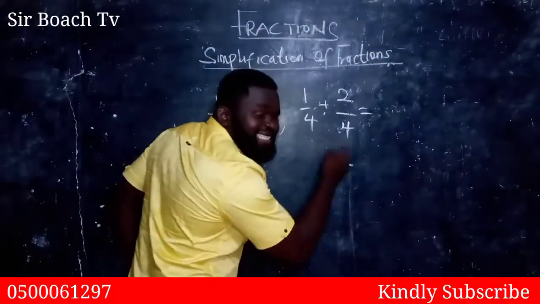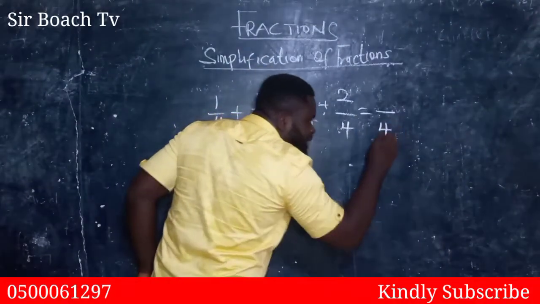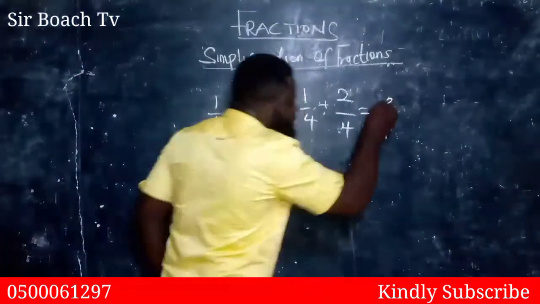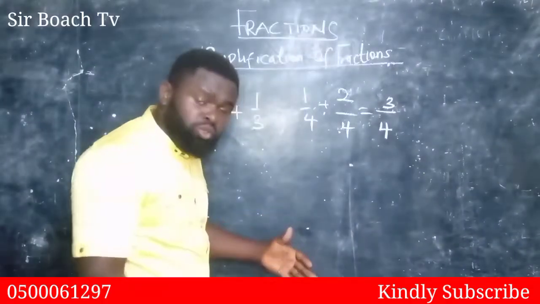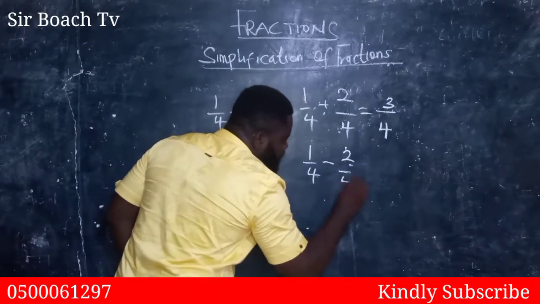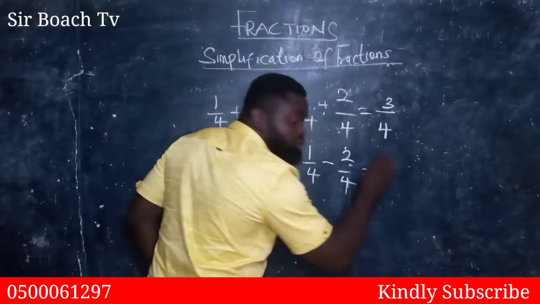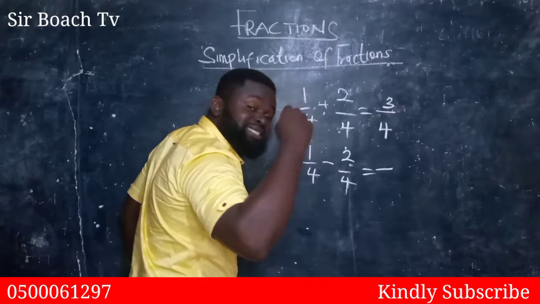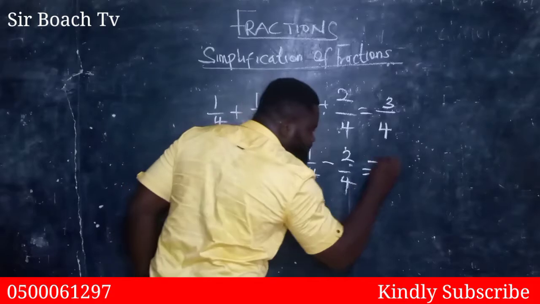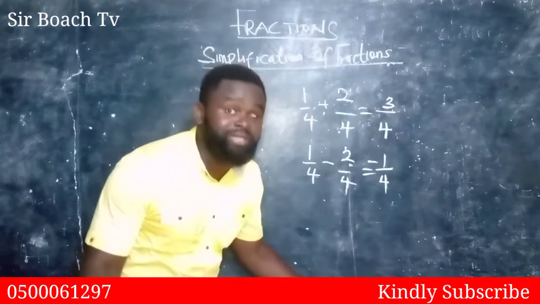Now, if the denominators are the same, it is telling you that the answer will have a denominator of 4. Then you add the top, because it's addition, then you get 3. So you get 3 over 4. The same applies to subtraction. If I have 1 over 4 minus 2 over 4, with the same thing, because the denominators are the same, our answer automatically will have a denominator of what? Of 4. Then we subtract the top. 1 minus 2 gives you minus 1. So this is what you have. Because the denominators are the same, it's simple like that.